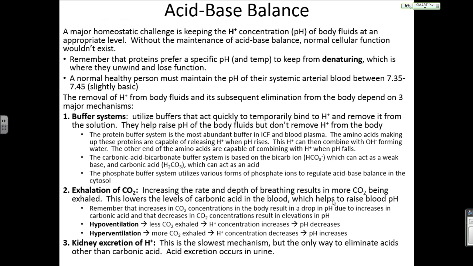All right, last thing I want to talk about in this lecture is acid-base balance. Something that we've talked a little bit about the last couple of weeks. We've even talked all the way back at the beginning of the semester about the importance of a proper pH.